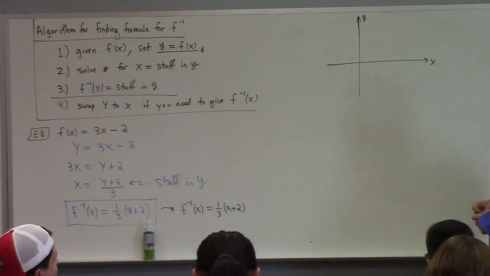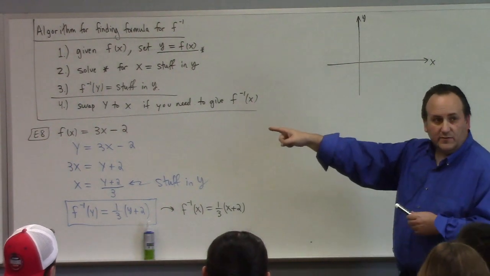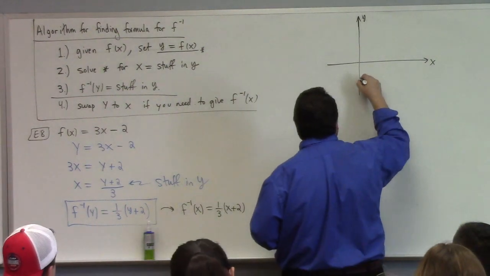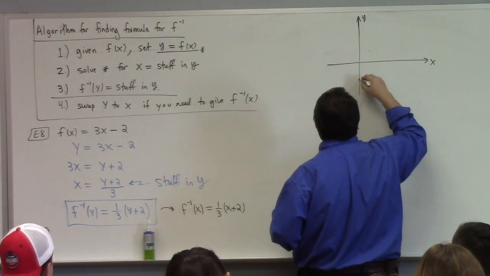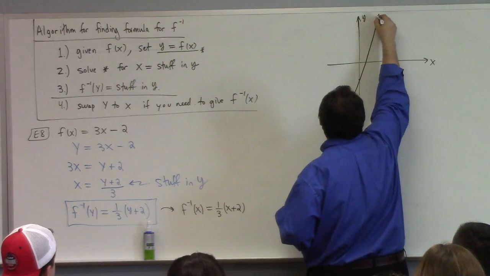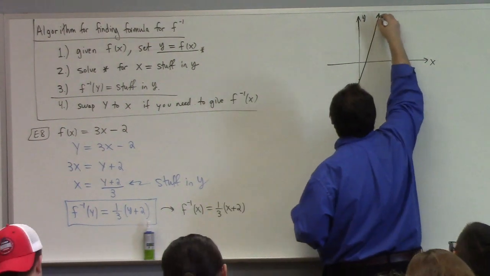So, listen, the 3x minus 2 has a y-intercept of minus 2 and a slope of 3, right? So it's something kind of sort of like this, roughly speaking, right?